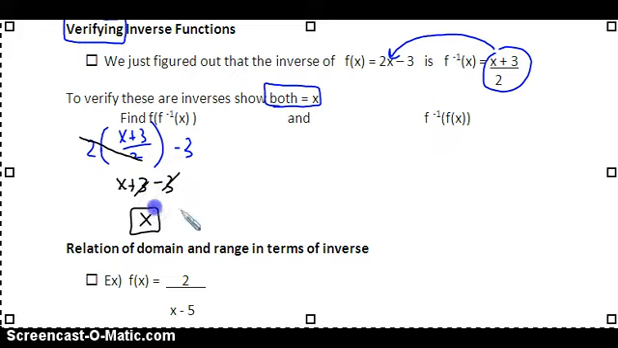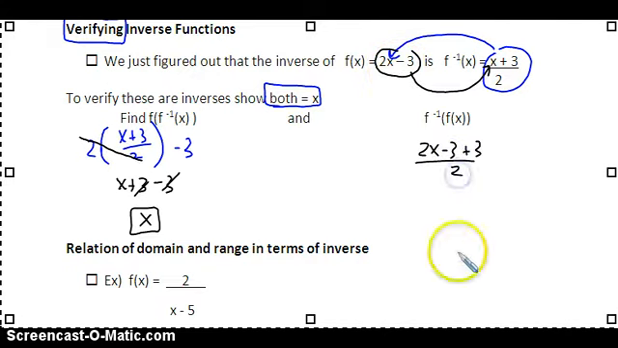I need to do the same process again, just backwards now. Plug the f function into the inverse. So plug this into here. And hopefully when I do this, I'll show that it reduces down to an x as well. So let's rewrite this. Instead of x plus 3, it'll be 2x minus 3, and then finish writing this out: plus 3 all divided by 2. Algebraically the 3's will cancel each other out, and you'll have 2x over 2, and now the 2's cancel each other out, and you're just left with an x.